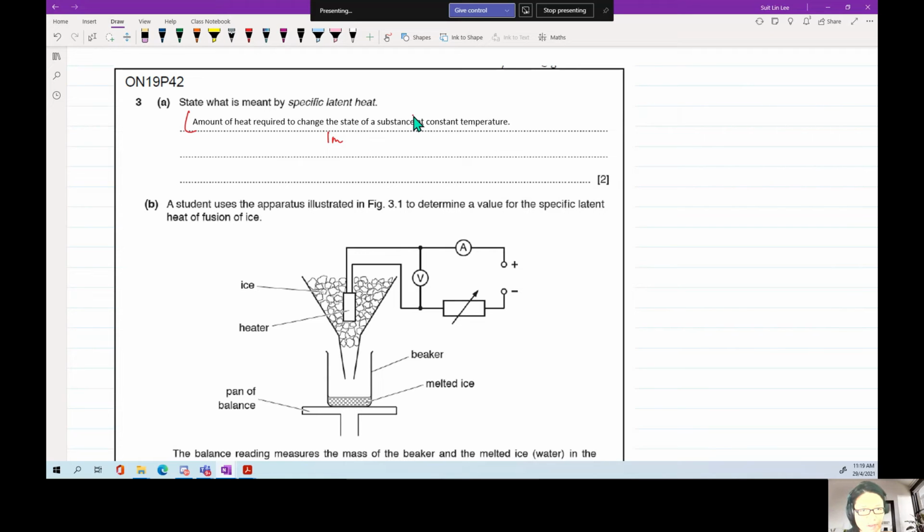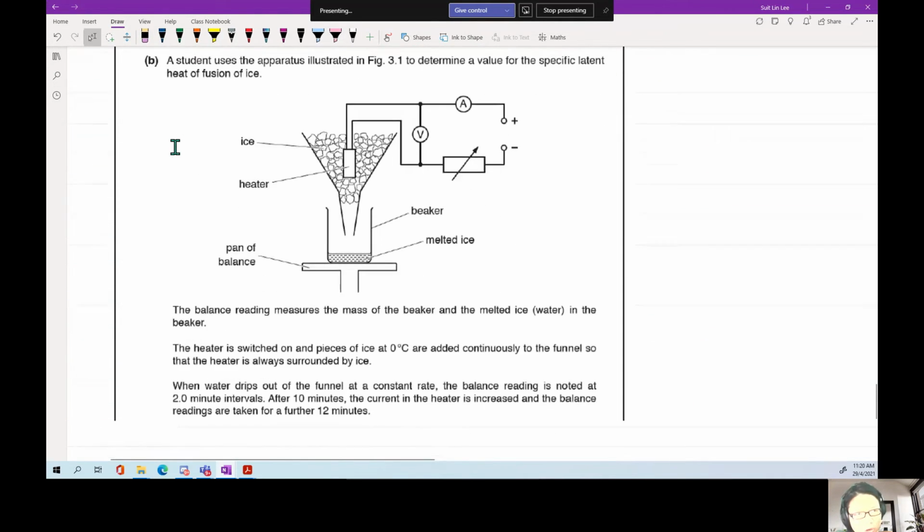Do you need to specify solid, liquid, or gas? No need, because this one is general. If they put vaporization, then it is liquid to gas, vapor. If they say fusion, then it is solid to liquid. Right now, they didn't say, so it doesn't matter. Constant temperature is the second mark. Okay, so get the definition out of the way. 2 marks in your pocket.